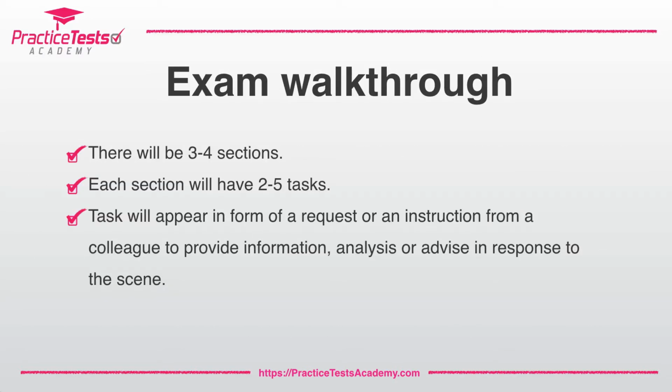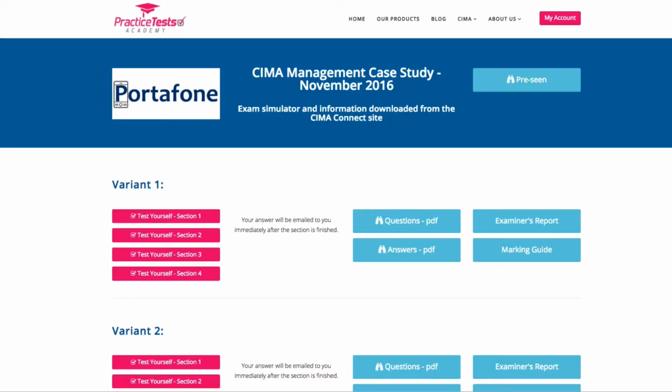Now let's do the walkthrough of the system. So just to recap, there will be around 3 to 4 sections. Each section will be time limited, and it doesn't mean that they will be even. So for example, one section can last for 1 hour, the other can be only half an hour, and you are going to get points according to the time that is dedicated for each section. Now each section can have between 2 to 5 tasks. Let me walk you through an example of a management case study from November 2016.